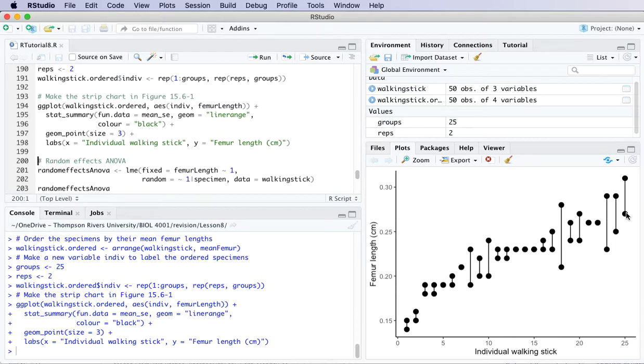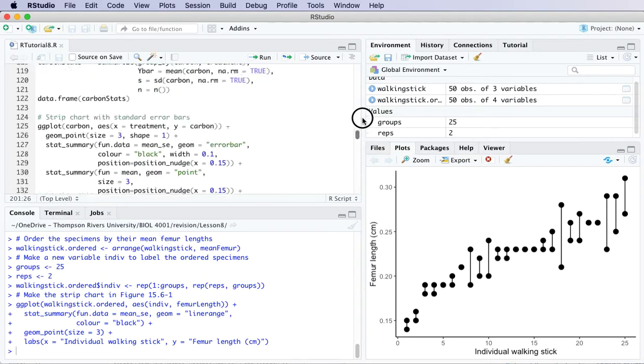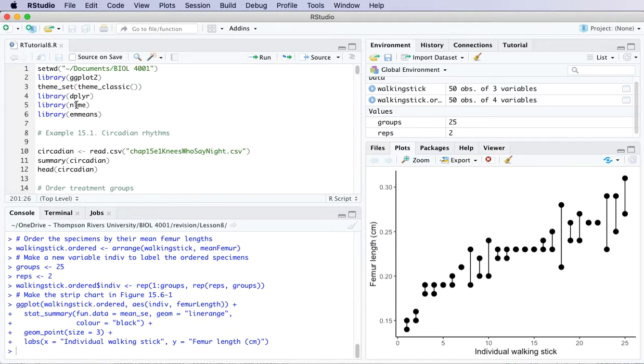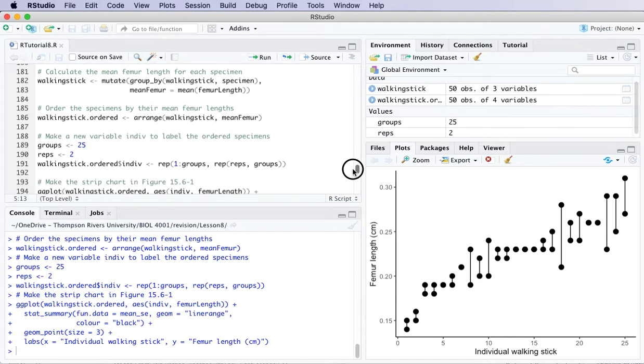0.27, I would guess. Okay, so that's the data, and then this is going to be our random effects analysis of variance model, and we fit it using lme, which stands for linear mixed effects, and it's in the nlme package, so you have to load that first before you can run this function.